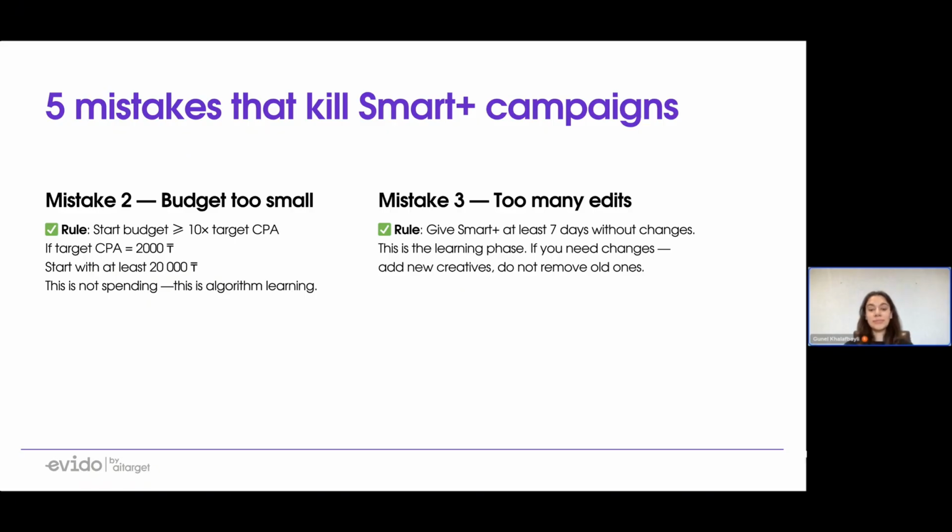Mistake number three is making changes too frequently. Allow the Smart Plus campaign to run for 7 full days without making any manual changes, as this is the essential learning phase, and only after that time has passed should you make any adjustments. For example, if you want to add more creative assets into your campaign, you can do this once the 7 days are up. An important point, do not delete the old creatives.